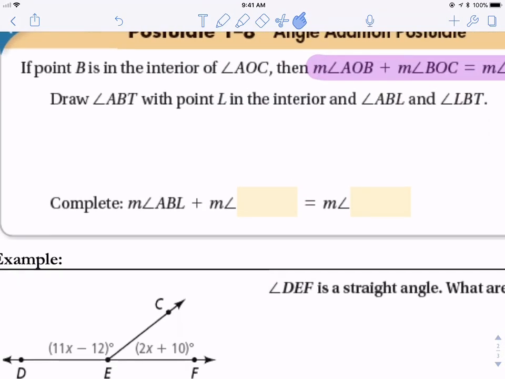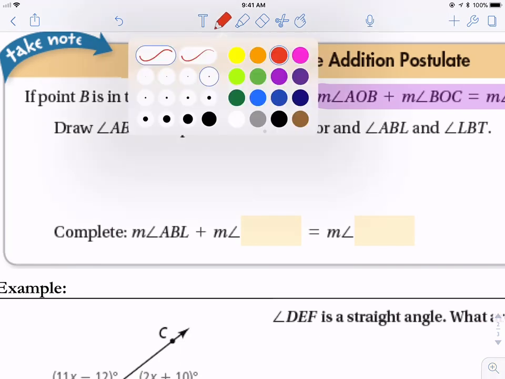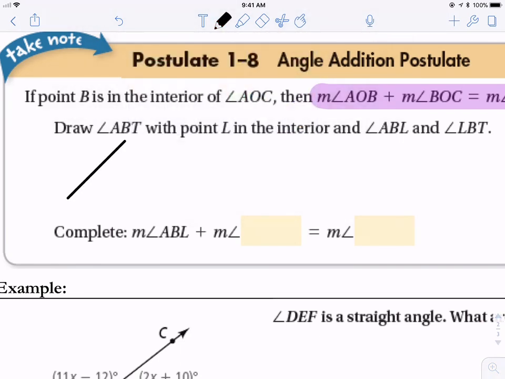Okay, so this problem says draw angle ABT. So angle ABT. I'm going to go this way this time. It doesn't really matter which sides of the angle A and T are on, as long as B is the initial point or the vertex of the angle. Okay, point L is in the interior of the angle. So here's point L.